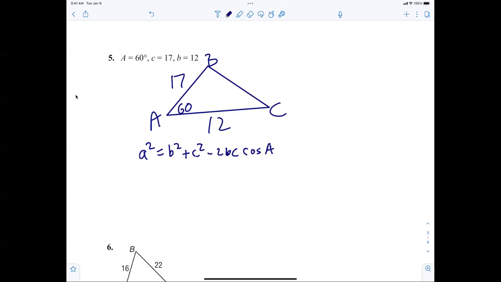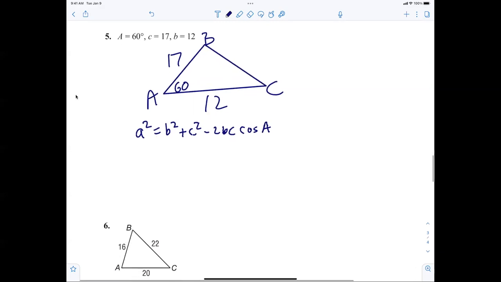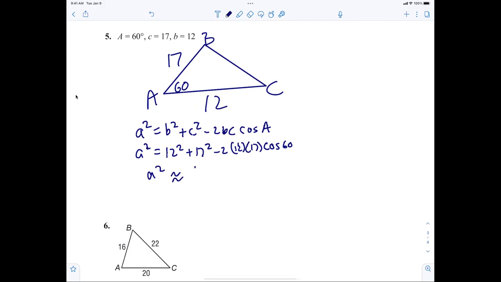Please take the time, write the substitution, and then use your calculator. So A squared is equal to 12 squared plus 17 squared minus 2 times 12 times 17 times cosine of 60. Type that in quickly. And A squared is roughly how much? 229 exactly? Yeah. Okay. So A squared is 229.